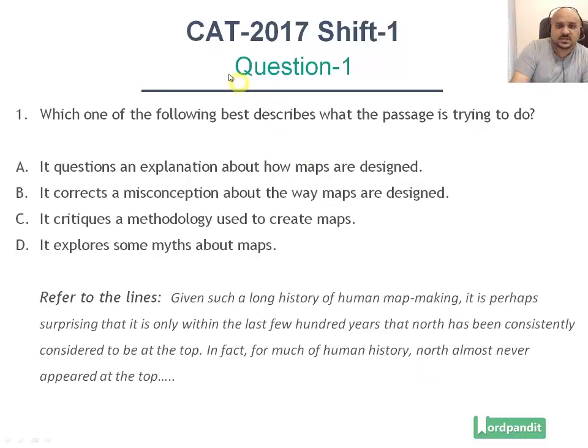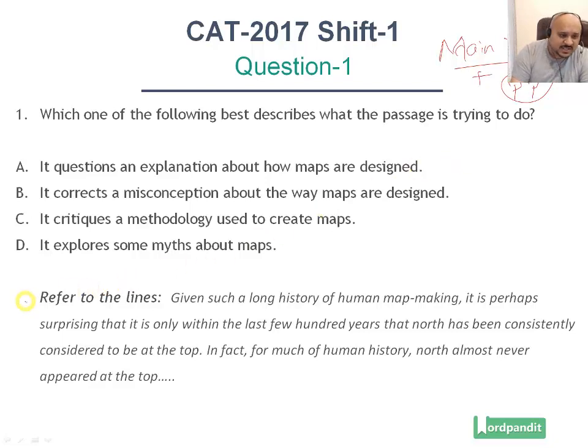In this video we discuss question number 1 of the exam. Which one of the following best describes what the passage is trying to do? If you look at the answer options, it questions an explanation, corrects a misconception, critiques a methodology, explores some myths. So this question type is a combination of two things. Which are those two things? It talks about the main idea of the passage, and it also talks about the primary purpose of the passage. So these are two things that the question is doing in this particular case.